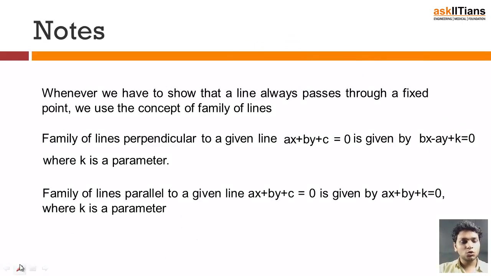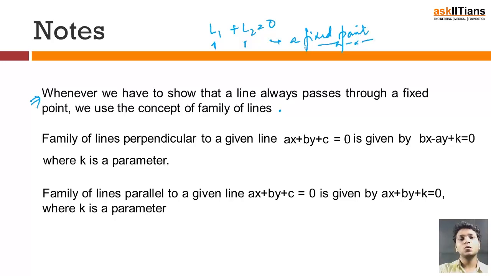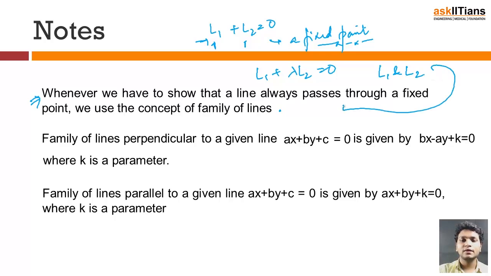Now there are certain notes which we can make from this inference. The first one is, whenever we have to show that a line always passes through a fixed point, we use the concept of family of lines. Suppose you have been given a line in terms of constants and other things, and they are asking for a fixed point through which the line passes. In turn they are just asking you to represent the sum in the format of L1 plus lambda L2, and then take the intersection of L1 and L2, and you will get the fixed point.